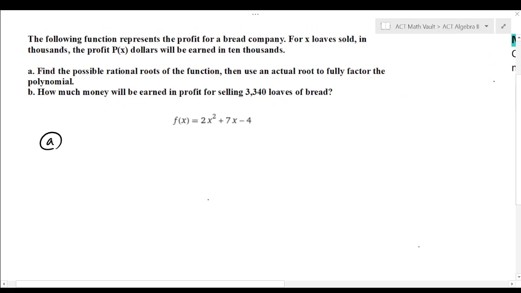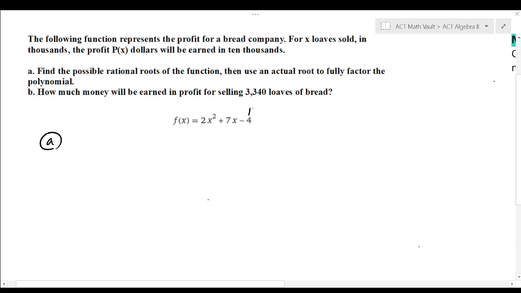This polynomial happens to be a quadratic. Okay, so if you're trying to fully factor it, you could use a strategy like split the middle or guess and check to factor it. But let's look at how the roots will help us get to that point. So the first thing it says is find the possible rational roots. Okay, how do we do that?